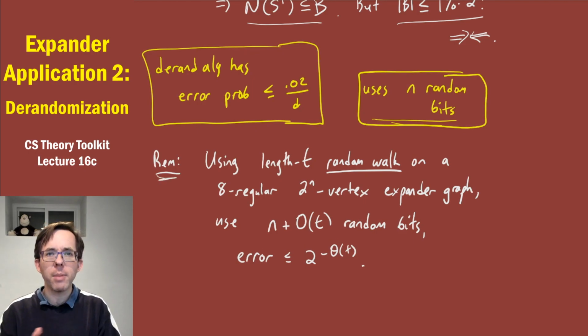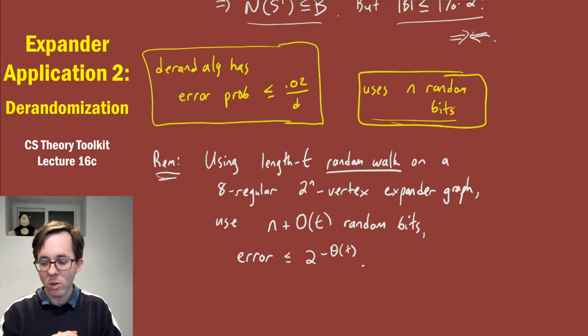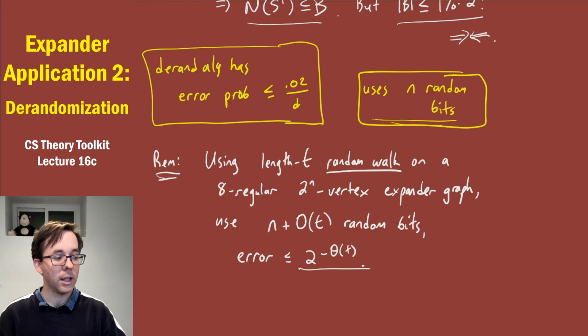And not only that, the way I've described it is about reducing error in one-sided error algorithms. But this can also be proved for two-sided error algorithms. You can equally well take them, and at the cost of n plus order t random bits and t repetitions of the randomized algorithm, reduce even a two-sided error algorithm down to two-sided error that's exponentially small in t.